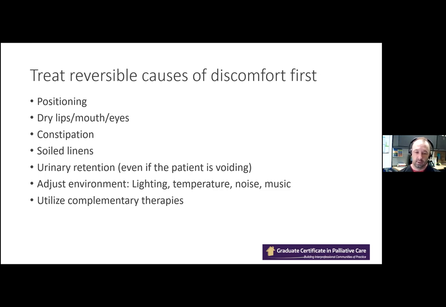Is there urinary retention? And it's important to remember that even in a patient who is voiding, overflow in the setting of urinary retention can happen. So they may be really distended and uncomfortable and still having urine. So in a patient who's uncomfortable, think about examining or a quick ultrasound to check for urinary retention.